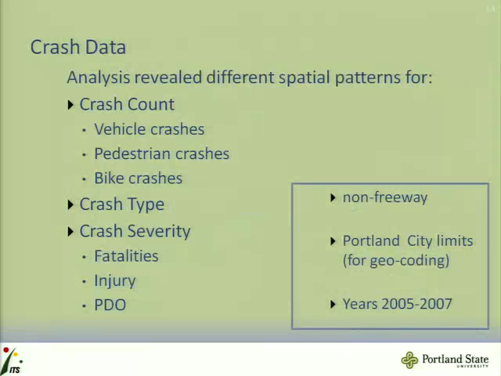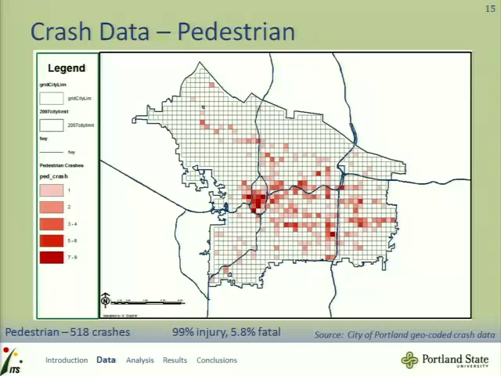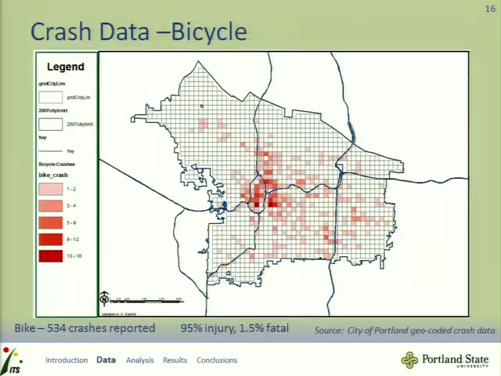Okay, so we also will see some different spatial patterns. I'm just going to jump ahead here. We looked at vehicle crashes already. Now we've got pedestrian crashes. There were over 500 pedestrian crashes. Notice that 99% of those were injury crashes, and 5.8% of those were fatal, so more than 10 times the fatality rate if a crash involves a pedestrian than vehicle-only crashes. And again, you can still kind of make out major roadways and arterials with the pedestrian crashes. Again, very heavily concentrated in the central business district.